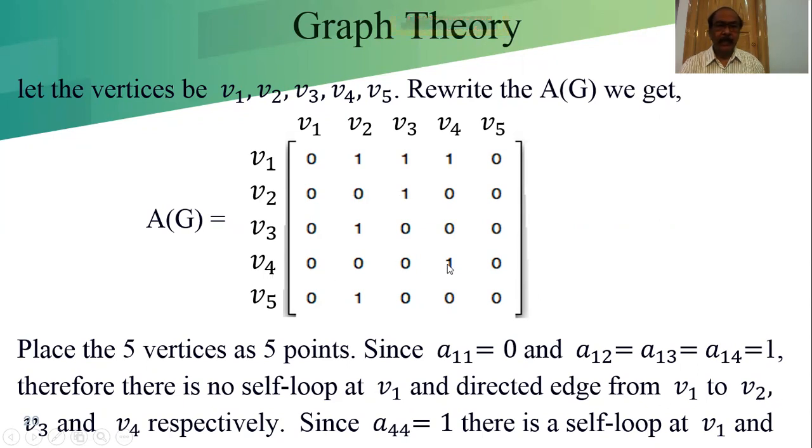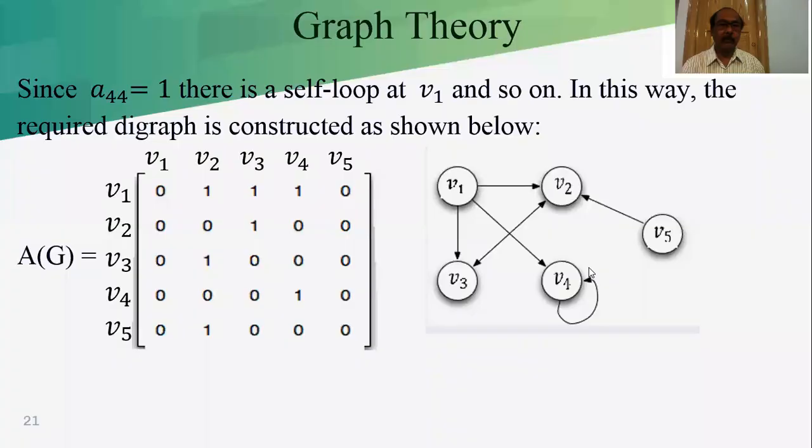Now if we check here, V4 and V4, one diagonal element, A44 is equal to 1. That means there is a self loop, a directed self loop at V4. V5, V2 is 1. That means A52 is 1, so one edge is directed from V5 to V2. According to that, you have to make the directed graph.